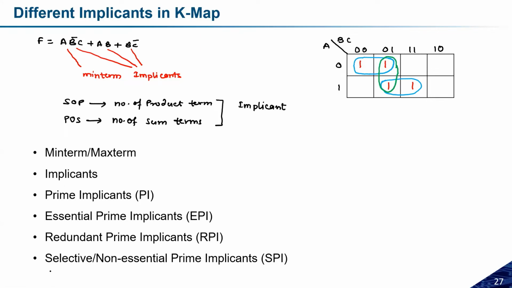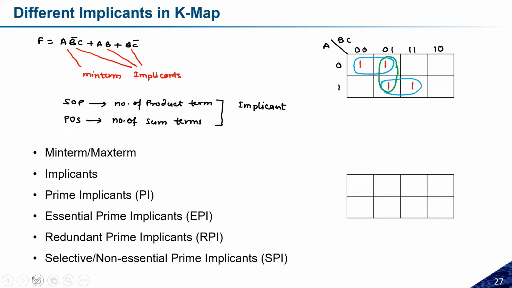In this example, selective prime implicants are 0. There are no selective prime implicants. But to explain selective prime implicants, let us consider one example. Let us assume I have 3 variables A, B, and C. Let us consider the same example with some addition. So 0, 0, 0, 1, 1, 1, and 1, 0. Now if I try to make the ones, 1, 1, 1, 1, and let us add one more 1 over here.